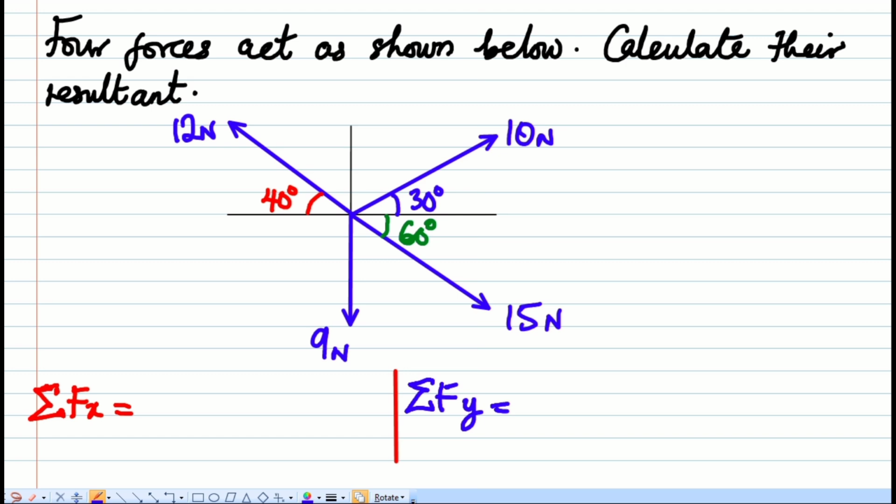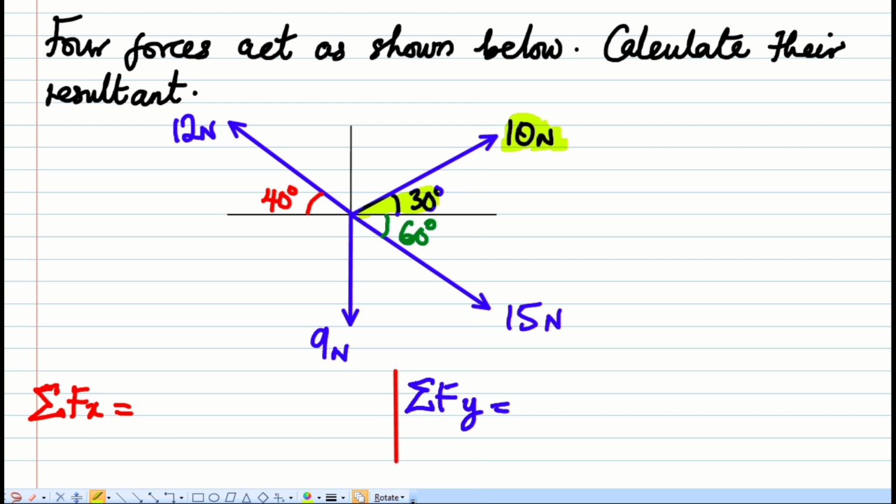Well, we can start from anywhere, but let's start from 10 and then go anti-clockwise. Now, consider this force, the 10 Newton force. What is the angle it makes with the horizontal? Please, this is the first thing you should take note of. What is the angle it makes with the horizontal? Well, the angle it makes with the horizontal is 30 degrees.